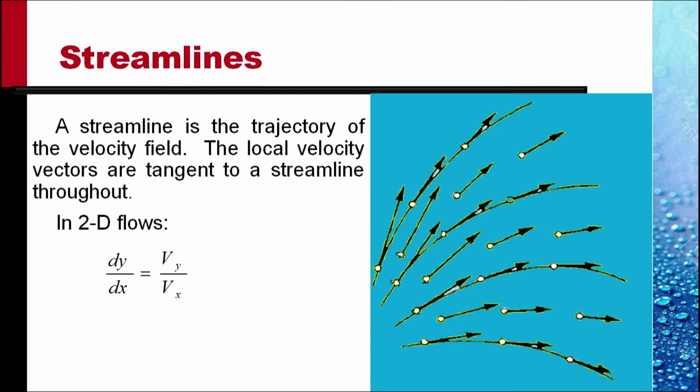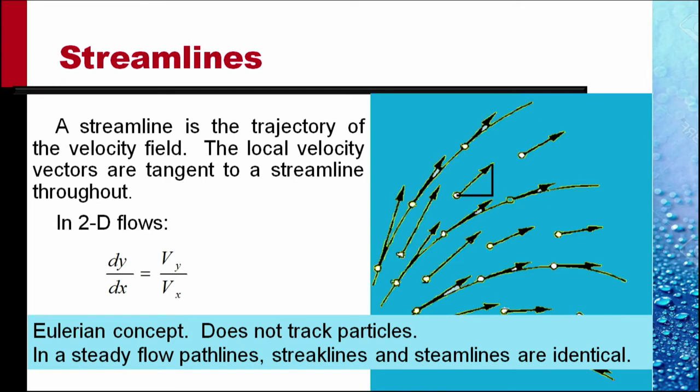The third important concept in graphical description of the flow is a streamline. Streamline is a trajectory of the velocity field, much like the trajectory of a magnetic field or an electrical field. The local velocity vectors are tangent to a streamline throughout the flow field. In two-dimensional flow then, dy by dx, the slope of the streamline at any given point, would be Vy by Vx. Streamline is an Eulerian concept. It does not track particles.